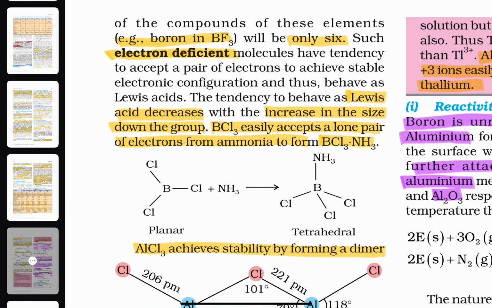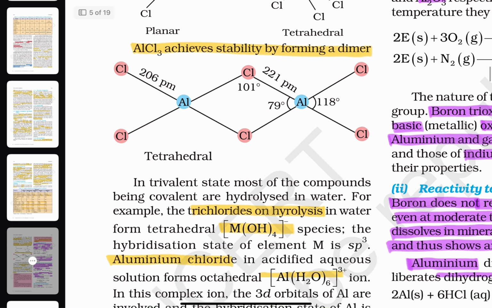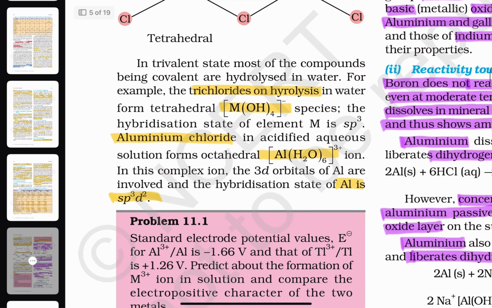Boron in BF3, number of electrons will be 6, so it is electron deficient. Lewis acid character decreases with the increase in the size down the group. BCl3 easily accepts a lone pair of electrons from ammonia to form BCl3.NH3. AlCl3 achieves stability by forming a dimer. You can see this dimer. Values they don't ask, don't worry.